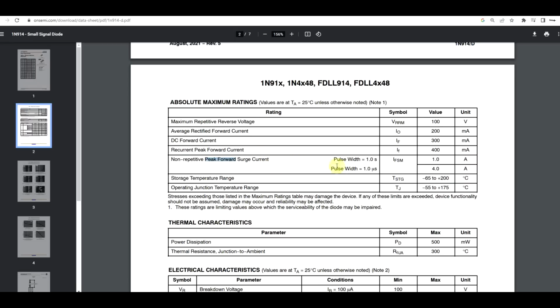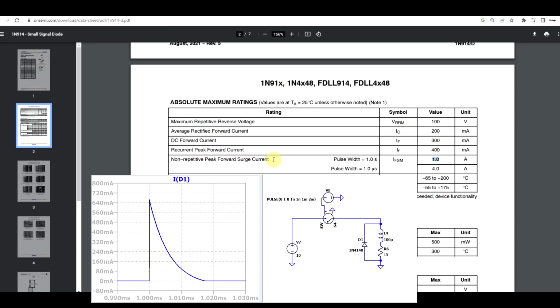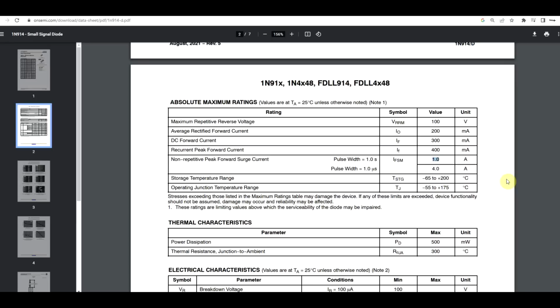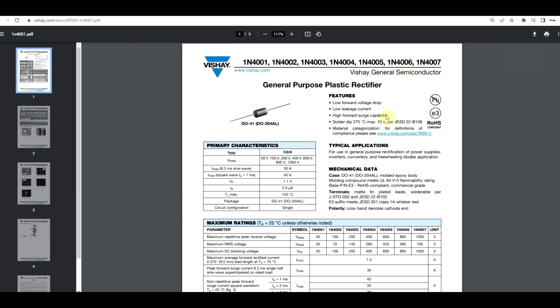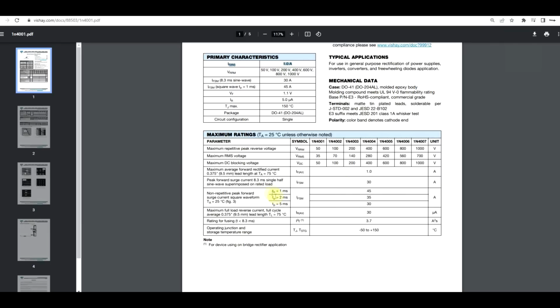So if we look at this specification, we can see that this diode can withstand for a period of 1 second up to 1 ampere, which is more than enough for what we need. Our simulation predicts that the inductor will be completely discharged in about 17 microseconds, with the peak current of 800 milliamps. So this diode should do. Now if we look at the same specification for the previous diode, we can see that it can handle 45 amperes if the pulse is less than 1 millisecond. So this diode would have been extremely overdimensioned for our task.